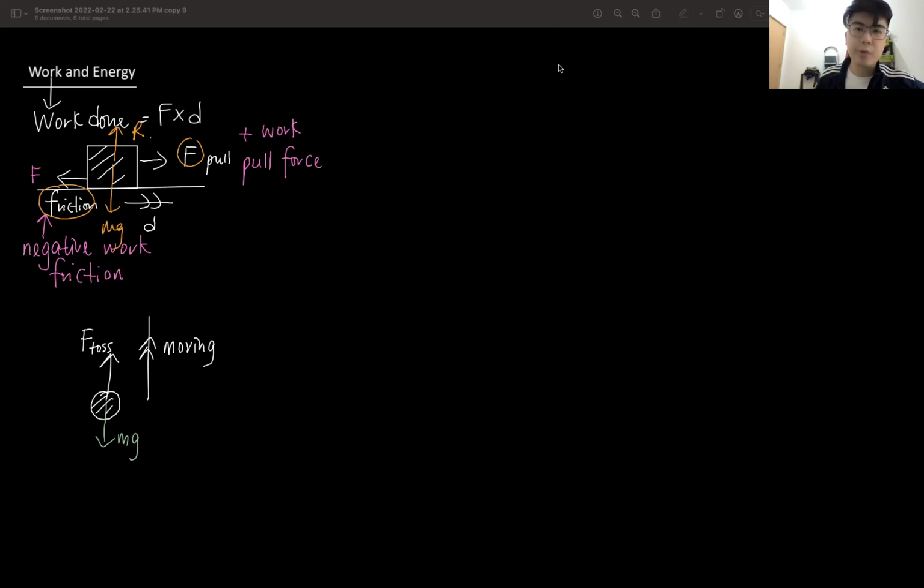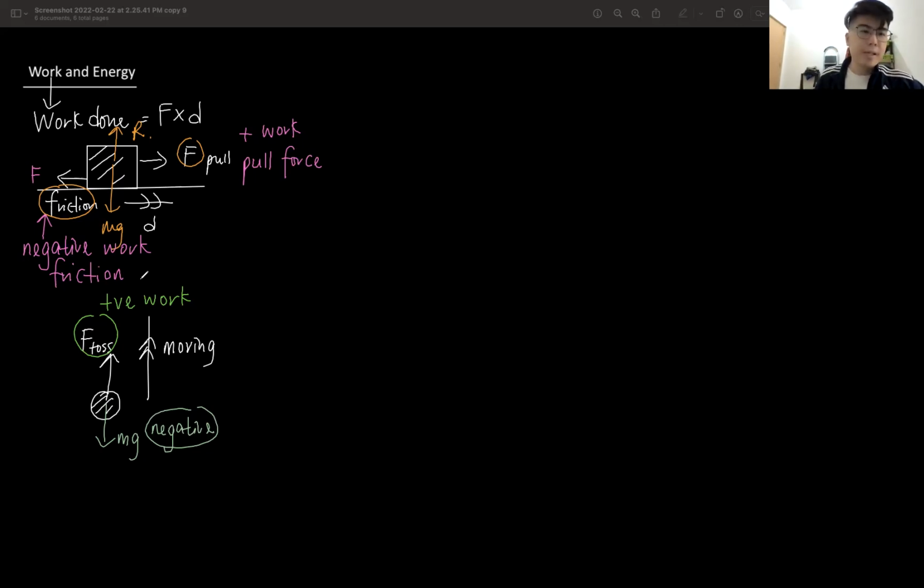So who is doing negative? Who is doing positive? The toss force is doing positive work. So I'm doing positive work. I tossed it. The mg is doing negative work. Okay, so because it's opposite. So how do we say this one? The mg, the weight is doing negative work, or we can say the gravity is doing negative work. Okay, the gravity is doing negative work.